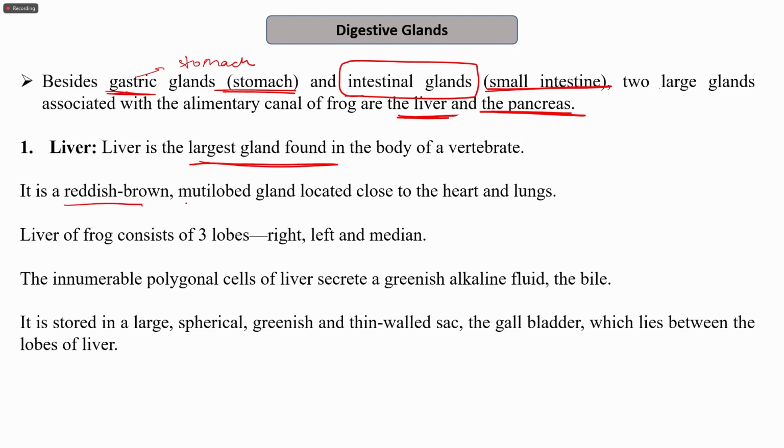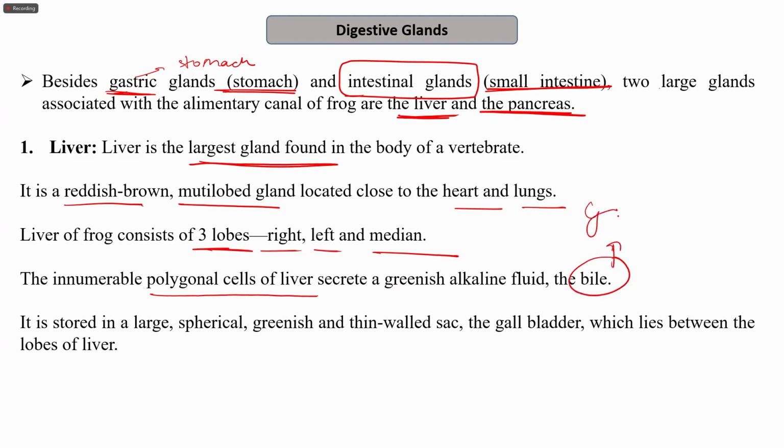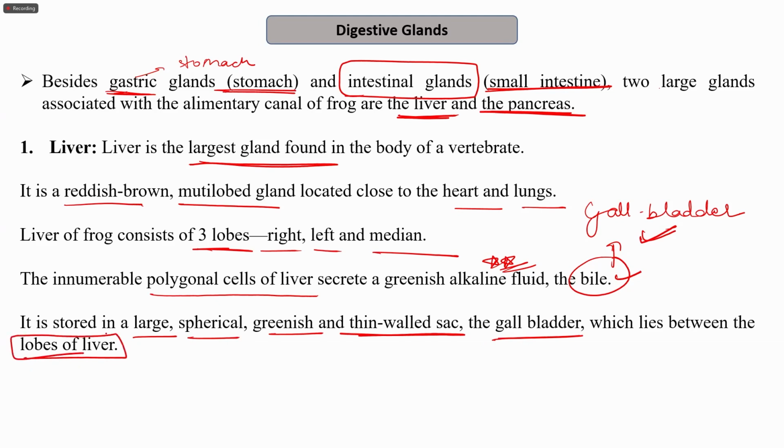It is reddish brown in color, multi-lobed, and it is located close to the heart and the lungs. Liver of the frog consists of 3 lobes, right, left, and median. And the innumerable polygonal cells of liver secrete a greenish alkaline fluid, bile, that gets stored in the gallbladder, a large spherical, greenish, thin walled sac that lies between the lobes of the liver. So this we have seen in the figure as well.